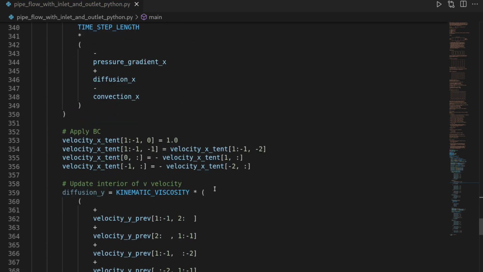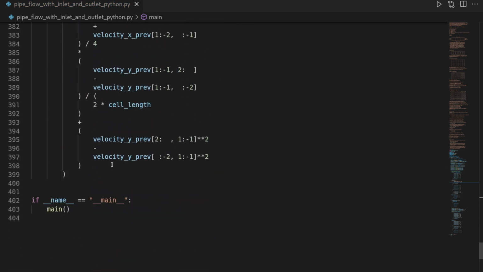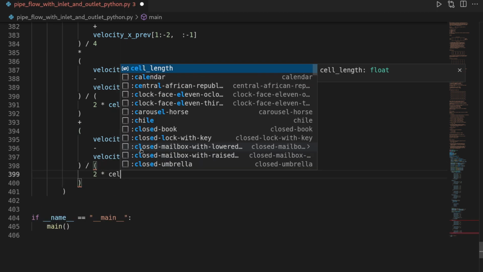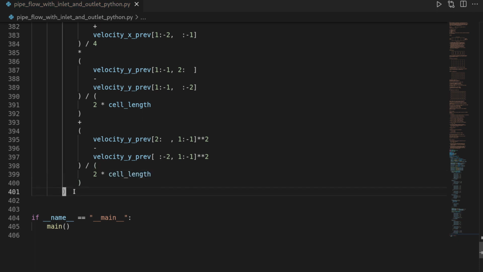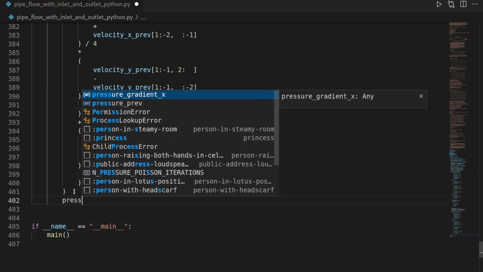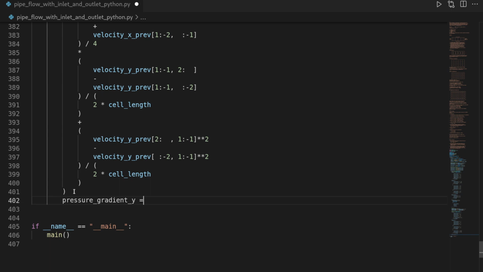And then let's go down here. And finally, we have to divide this one here by 2 times cell length. And then we are left with the pressure gradient in y direction. So pressure gradient in y direction.